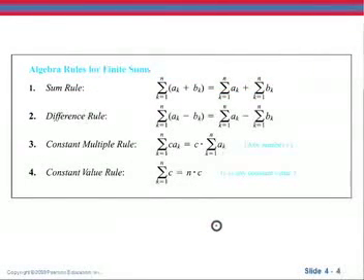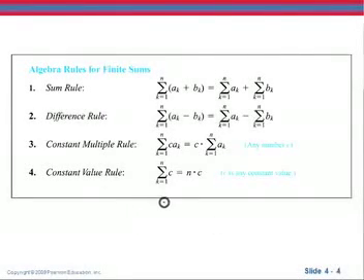Now here are some rules. If we have the sum of two terms, we can just plug in our k's into the first and then into the second and add those up. Same thing for difference. The constant multiple rule says if, instead of having k, it were c times k, then we could just plug in 1 through n for k, and then multiply that answer by c. And the constant value rule tells us if we have a constant, the sum is just going to be n times c.